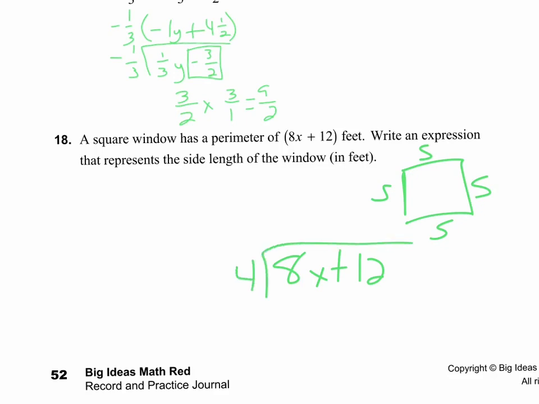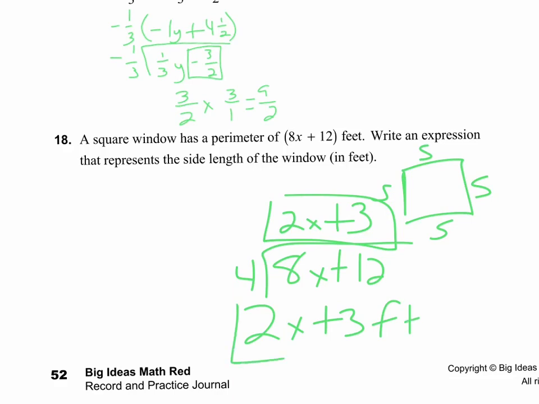which is 4. So I'm going to do 8x divided by 4, which is 2x, plus 12 divided by 4, which is 3. So one side in feet is 2x plus 3 feet. So one side is just 2x plus 3 feet.